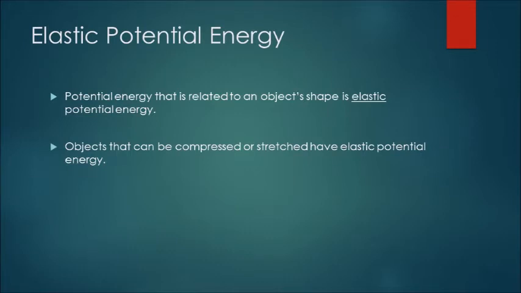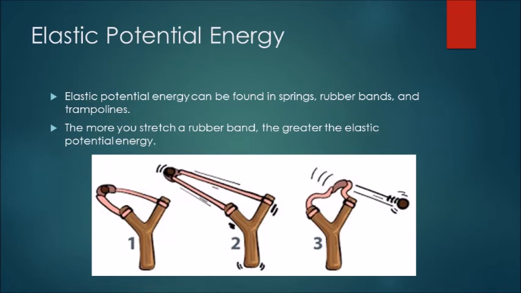The other kind of potential energy is elastic potential energy. Potential energy that is related to an object's shape is elastic potential energy. Objects that can be compressed or stretched have elastic potential energy. So this type of energy can be found in springs, rubber bands, trampolines, any object that you can compress or stretch. The more you stretch a rubber band, the greater its elastic potential energy.